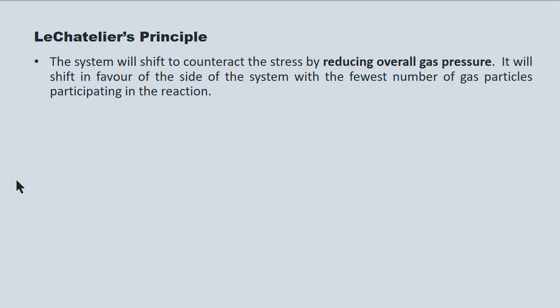The system will shift in response to a pressure change by reducing the stress, by reducing the overall gas pressure if you've increased it. It will shift to the side of the system with a fewer number of particles because that will decrease the collision rate between particles and the walls of the container. And here's one such example. We've got 3 gas phase particles on the left of this system in equilibrium with 2 gas phase particles on the right.